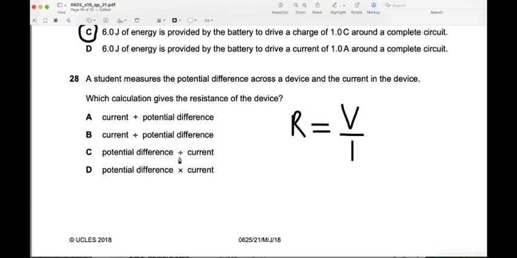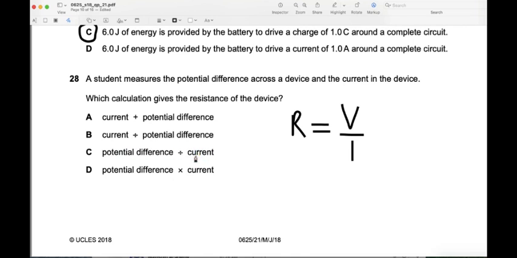So if an option starts with current divided by something, it is wrong. A and B are absolutely wrong, because it's not current divided by potential difference. It is potential difference, which is voltage, divided by current.